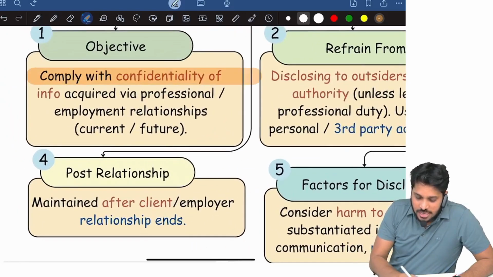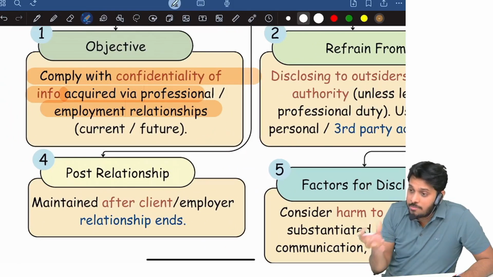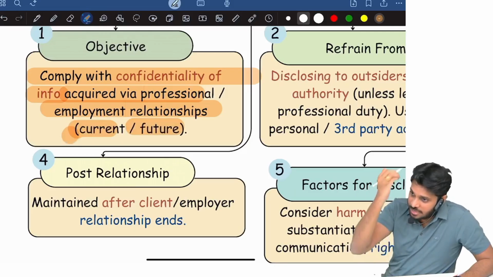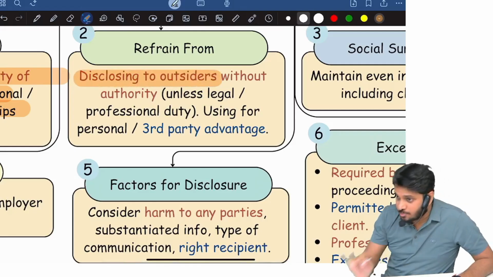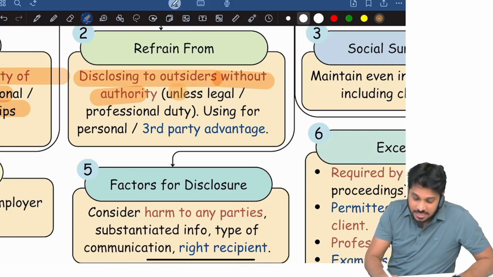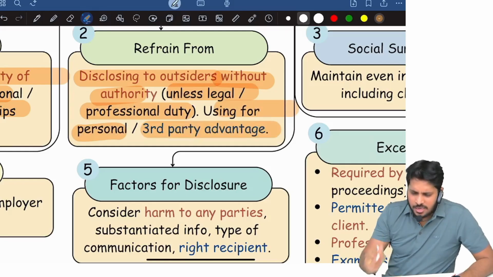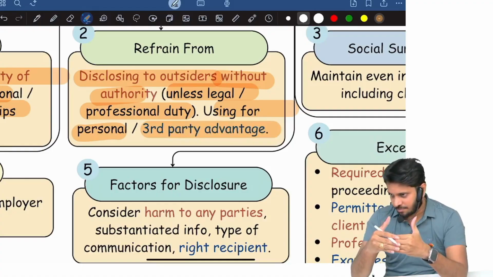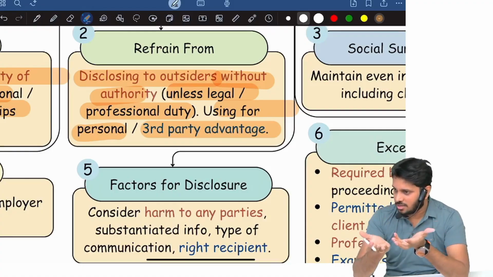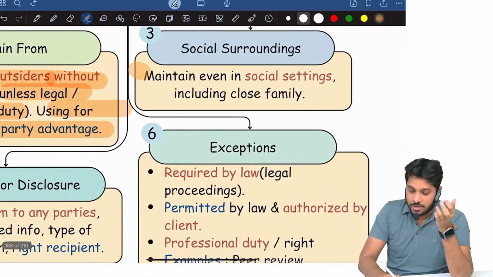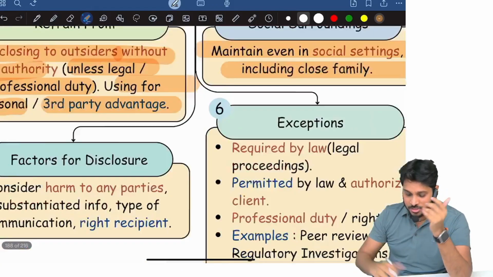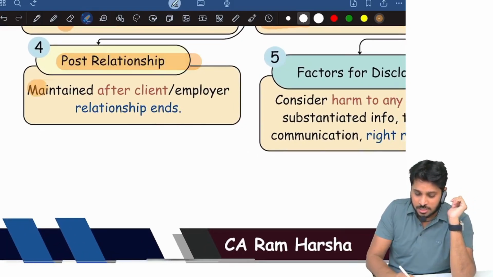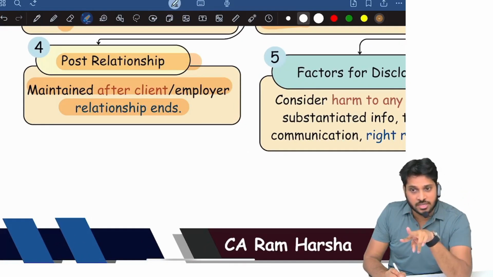Next, confidentiality. Comply with confidentiality of information acquired via professional employment relationships, whether it's a current employer, future employer, past employer, it doesn't matter. Then disclosing to an outsider is completely prohibited without the consent of the client unless there is a legal requirement or professional duty. Using a third party test, you can decide whether information can be disclosed or not. Even in social surroundings you should maintain confidentiality. You should not discuss client matters with your family members. Post relationship, you have to maintain confidentiality even after the relationship ends.